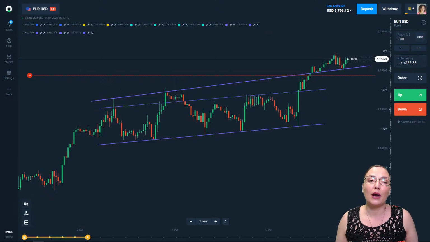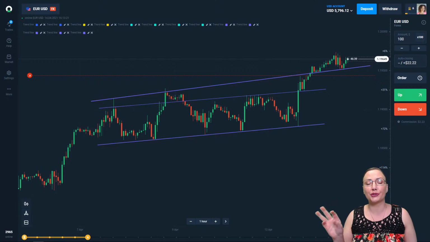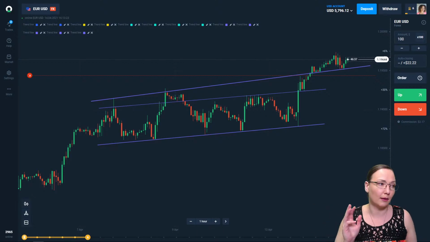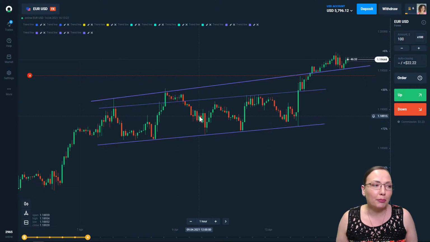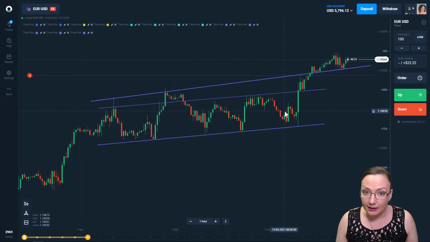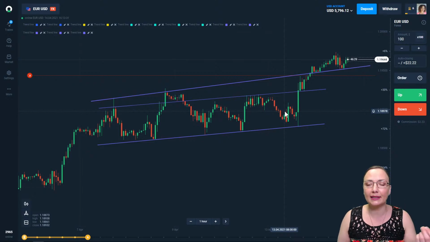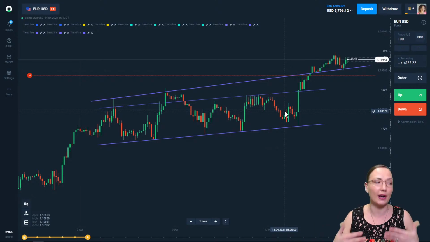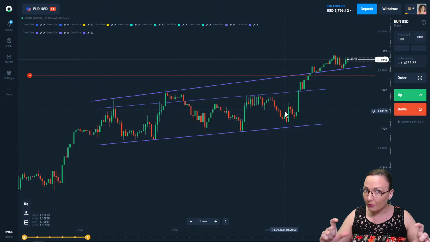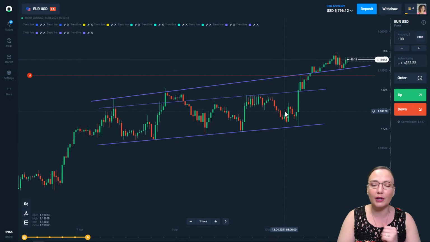Alrighty, so now there are a few things that you have to consider during a flat market as well. You have to understand that the longer that the price remains in a flat, the higher the probability that a breakout is approaching. The price is not going to remain in a flat forever. And the longer it remains in a flat, the closer we are coming to a breakout.